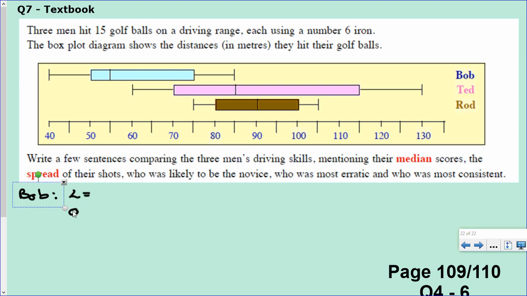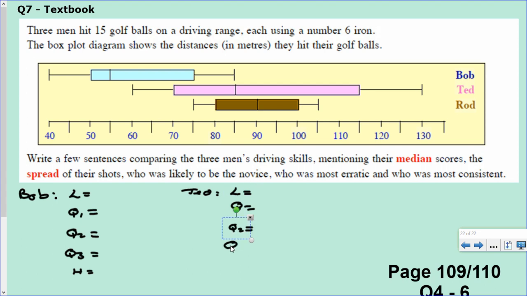So I'm going to have lowest, Q1, Q2 is our median, Q3 is our upper quartile, and then our highest. And I'm going to do that for them all. So we've got Bob, we've got Ted, and then we've got Rod. Now it's just showing you how we can work backwards from our box plot to get our 5-figure summary if we're ever not given it. So lowest, Q1, Q2, Q3, highest.